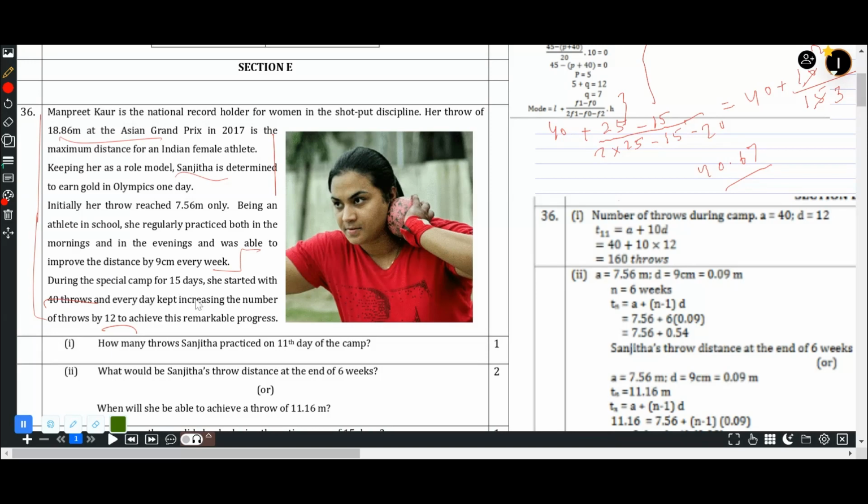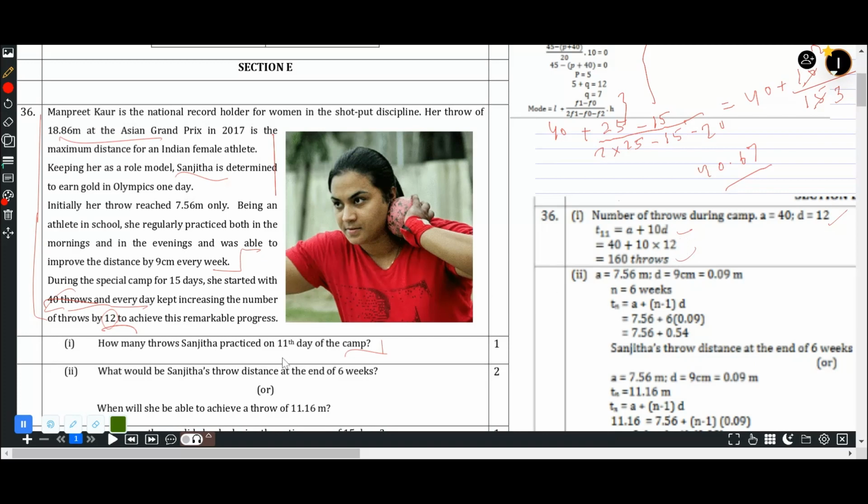During the special camp for 15 days, she started with 40 throws and every day increased the number of throws by 12. So this is your D, the difference, and this is your A, 40 throws. So your first question is, how many throws did Sanjita practice on the 11th day of the camp? So you have the number of throws during the camp. A is equal to 40, D is equal to 12. Step 1: the 11th day will be 11 terms. So T11 is A plus 10D. That is 40 plus 10 into 12. That is 160 throws. Okay.